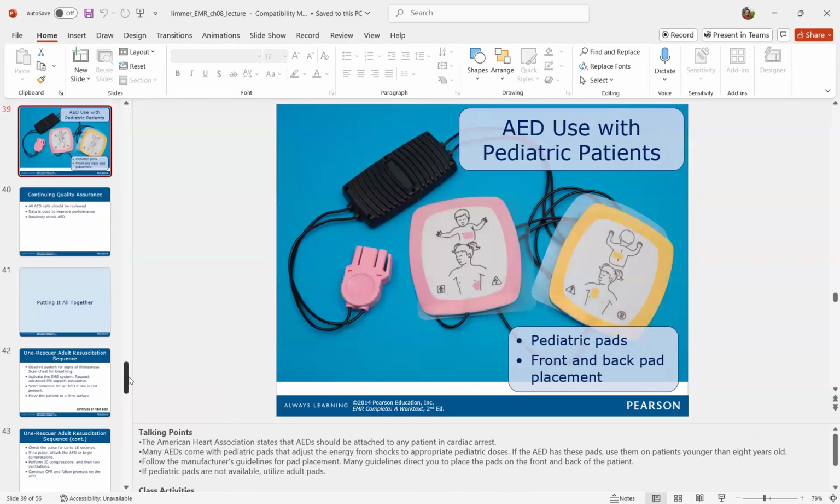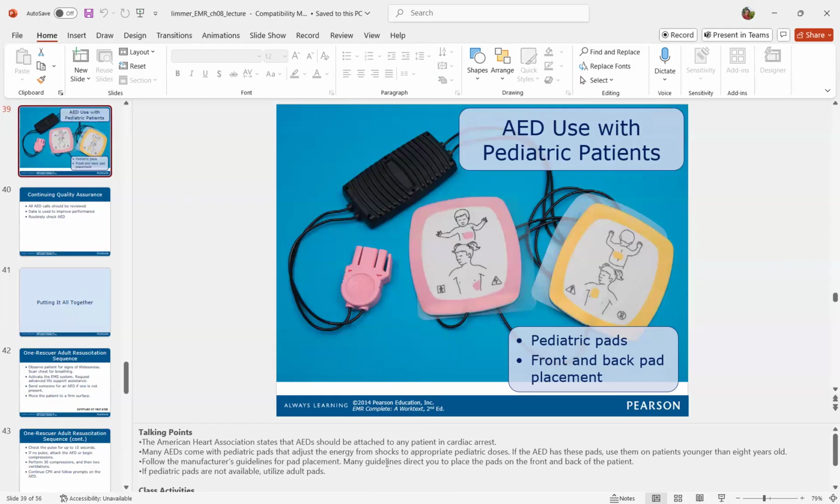The American Heart Association also states AEDs should be attached to any patient in cardiac arrest. Many AEDs come with pediatric pads that adjust the energy from shocks to the appropriate pediatric dose. If the AED has these pads, we can use them on patients that are younger than 8 years old. But we want to follow the manufacturer's guidelines for these. If you have a pediatric patient, usually considered 8 or under, depending on what pads you have, sometimes they go in the front, sometimes front and back, or sometimes they're placed like the adult ones.